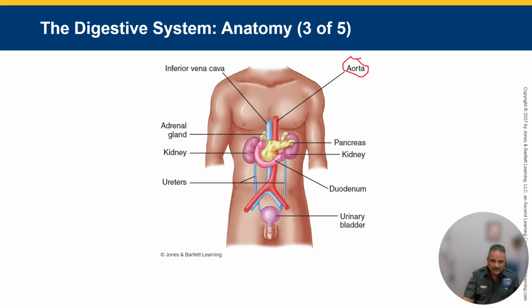You have the aorta, which carries the oxygenated blood, and this is the inferior vena cava because it's dropping down below the heart. So the vena cava, if you remember correctly, is where the unoxygenated blood returns back to the heart and is dumped into the lungs through the pulmonary artery to be reoxygenated.